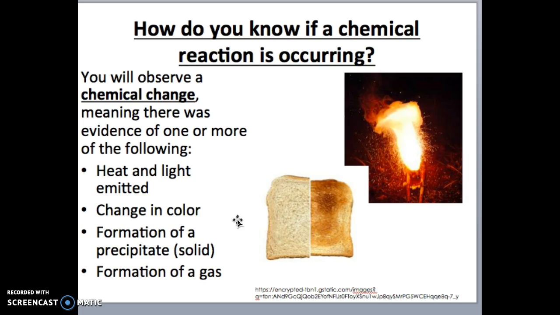Okay, now let's talk about how do you know if a chemical reaction is occurring? Well, there's several things that you can look for. You have to look for a chemical change. Basically, a chemical change can be one of the following. If there's heat or light emitted, there's a change in color, if there's a formation of a precipitate, or a precipitate is a fancy word for a solid substance, or if there's a formation of a gas. That's how you know if a chemical reaction is occurring.